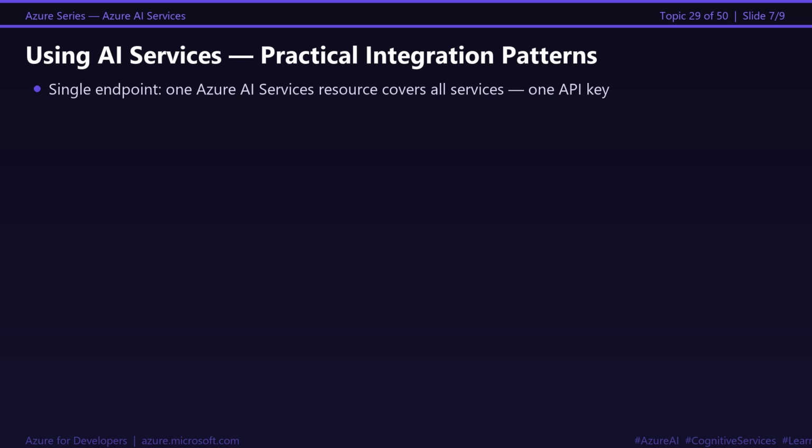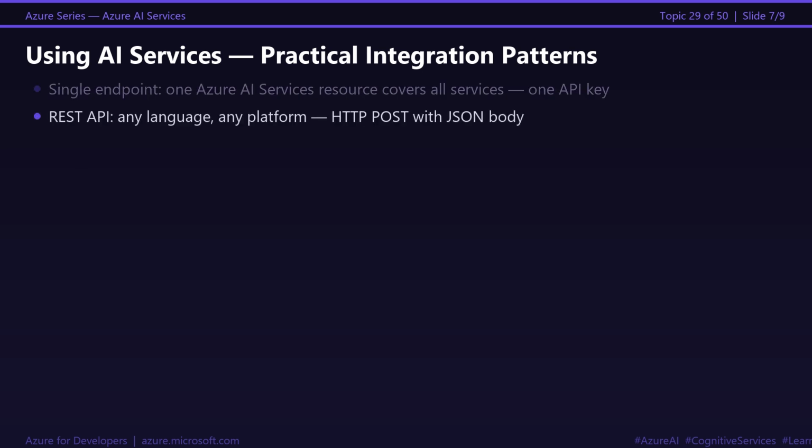The SDKs make this even simpler. Python, .NET, Java, and JavaScript SDK clients handle authentication, serialization, retry logic, and error handling for you. 5 lines of Python to call the Vision API. 10 lines for speech. Responsible AI guardrails are built into every service.